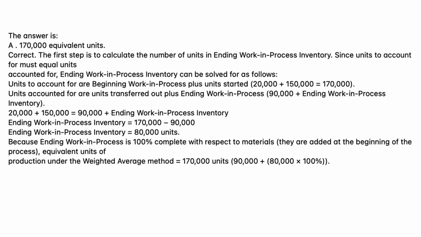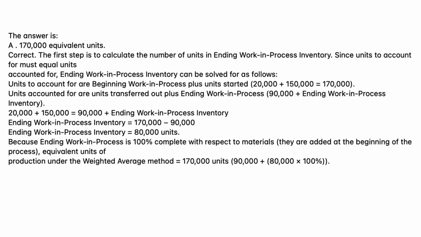Since units to account for must equal units accounted for, ending work-in-process inventory can be solved for as follows. Units to account for are beginning work-in-process plus units started, 20,000 plus 150,000 is equal to 170,000. Units accounted for are units transferred out plus ending work-in-process, 90,000 plus ending work-in-process inventory. 20,000 plus 150,000 is equal to 90,000 plus ending work-in-process inventory. Ending work-in-process inventory equals 170,000 minus 90,000. Ending work-in-process inventory equals 80,000 units.